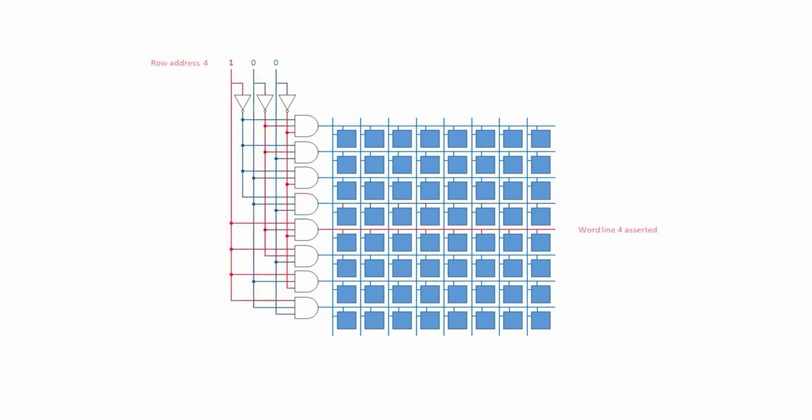Row address 100, the number 4 in denary, asserts word line 4. Address 101, 5 in denary, asserts word line 5. And address 110, the number 6, asserts word line 6. Finally, row address 111, which is 7 in denary, asserts the bottom word line.